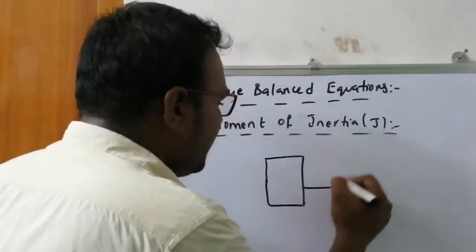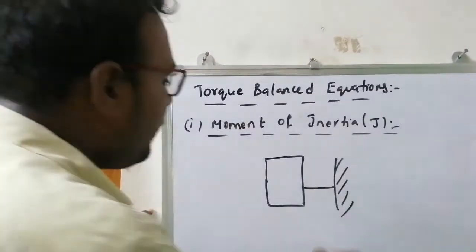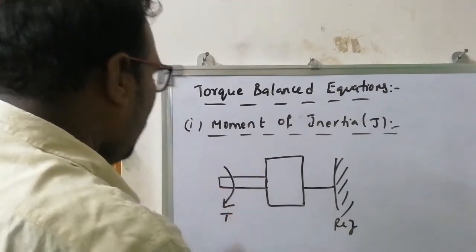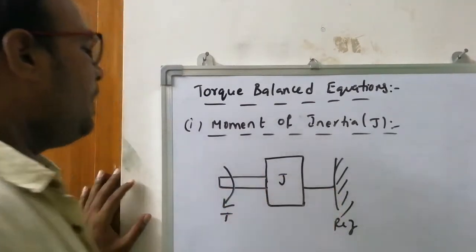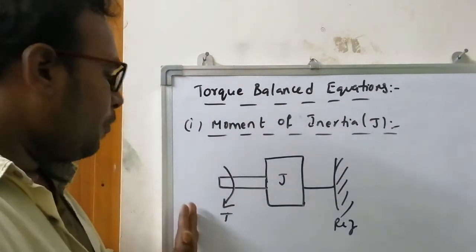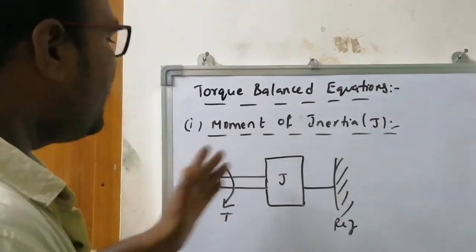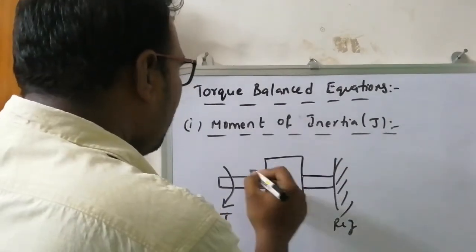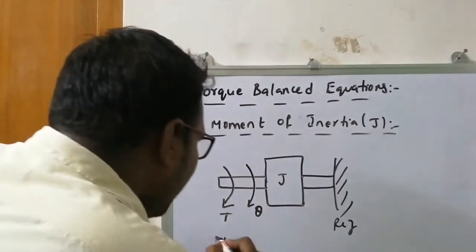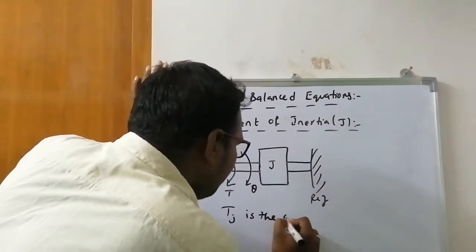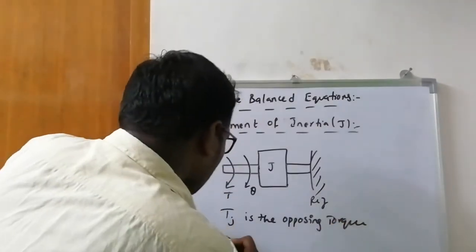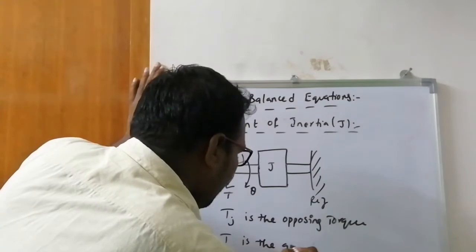Now consider an ideal mass element J fixed to the reference, and here we are going to apply a torque. So this is the ideal mass element, the moment of inertia J. Now we apply a torque on the moment of inertia. What happens? It produces an opposing torque. By applying the torque, the displacement is theta. This opposing torque is Tj, and T is the applied torque.